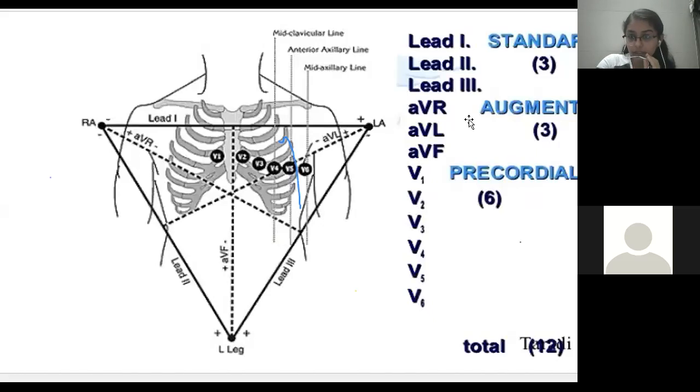Okay, 12 different leads are used, as you can see in this screen. There is lead 1. There are 3 standard leads, 3 augmented limb leads. So in total there are 6 limb leads and 6 chest leads.